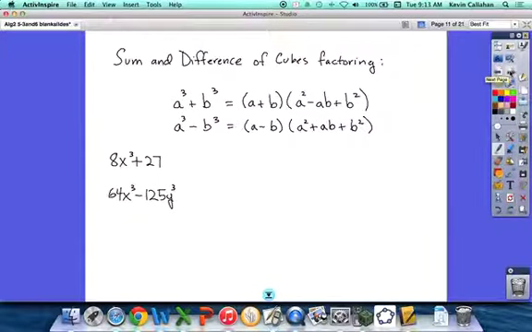How could I write 8x to the third plus 27 as the sum of cubes? Again, we just saw, what number cubed equals 8? 2. So I can write the first term like this: 2x in parentheses cubed. That'll cube the 2 and cube the x. And then 27 is what number cubed? 3. 3 times 3 times 3 is 27.